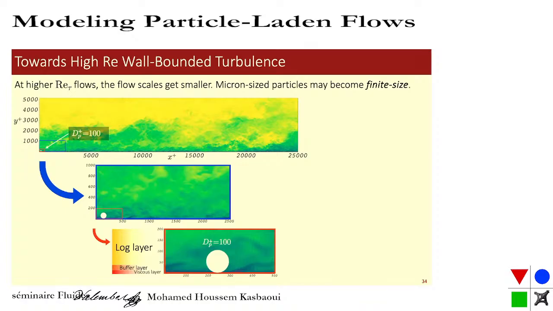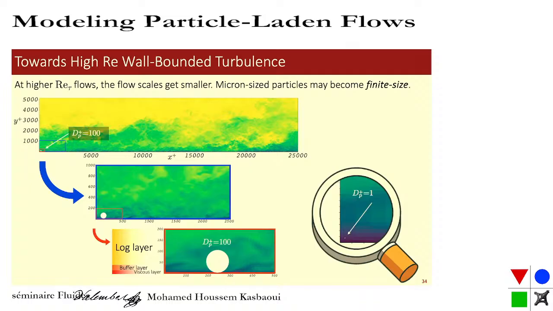I have a visualization here that shows you what a dp+ of 100 particle looks like in this high Reynolds number turbulent channel flow. It's still a very, very tiny particle, as you can see. And in comparison, if I had a dp+ of one particle, that would be like a speck of dust, or you wouldn't even notice it there.